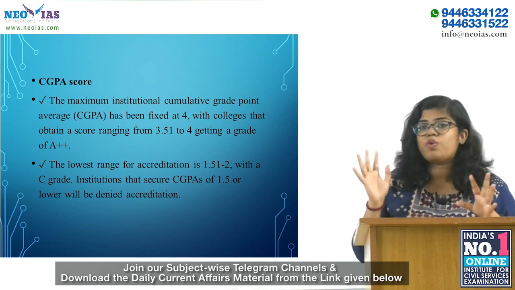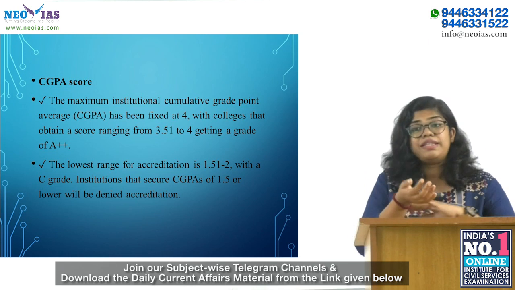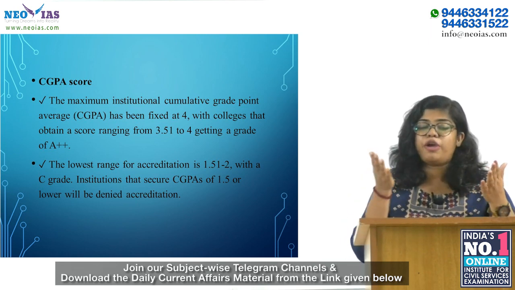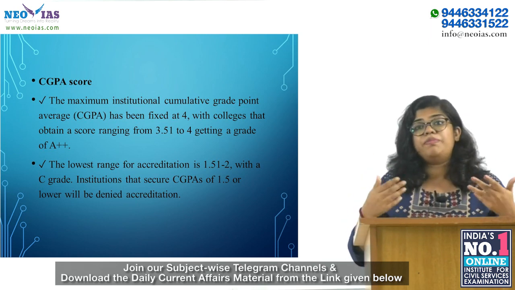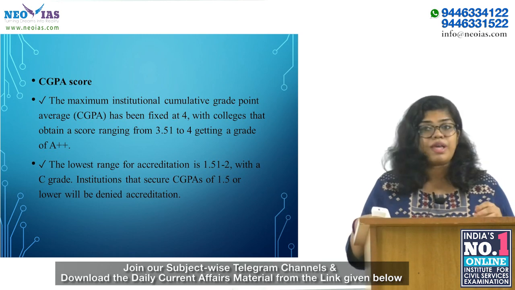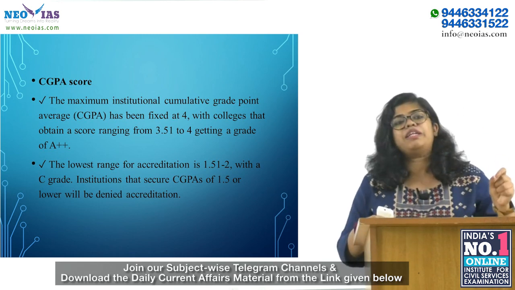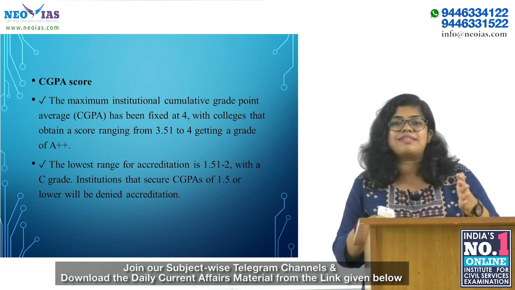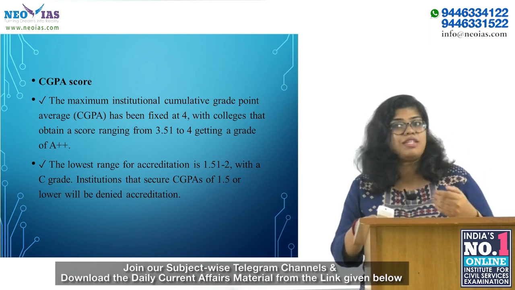So the CGPA score will be calculated. Institutions that secure CGPAs of 1.5 or lower will be denied accreditation. This is a perfect method to actually understand the quality of an educational institution.